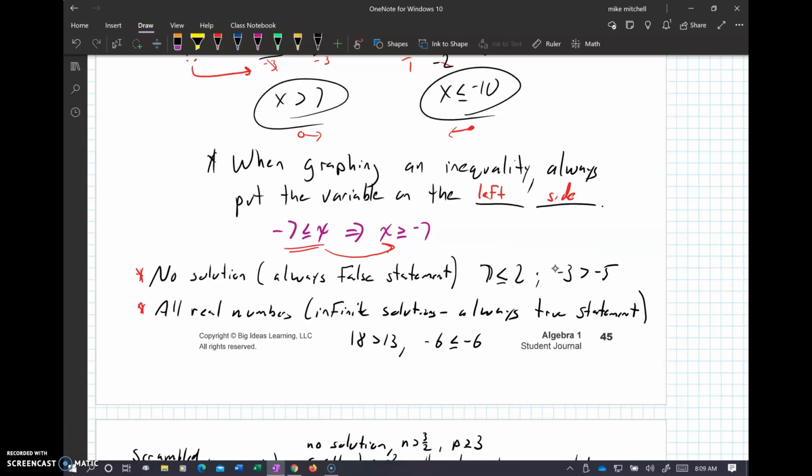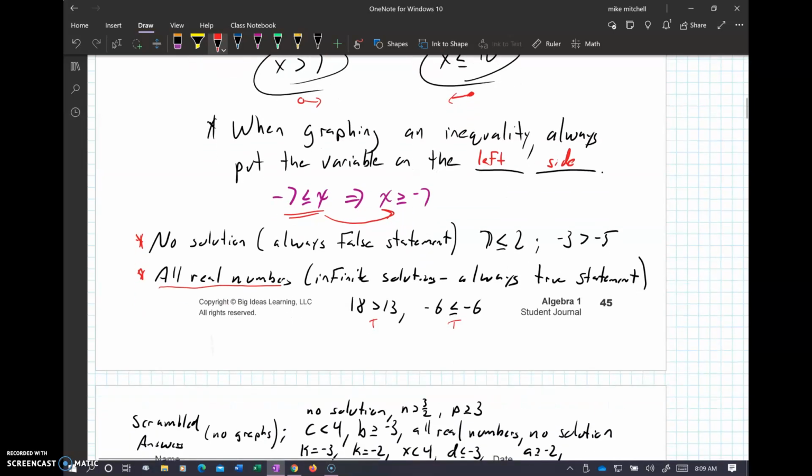So if always false is no solution, always true is all real numbers or infinite solutions. The book is calling this all real numbers. So 18 greater than 13, that's true. That's going to be all real numbers. Negative 6 less than or equal to negative 6, well, they're equal. It says less than or equal. That's true. All real numbers are going to work.